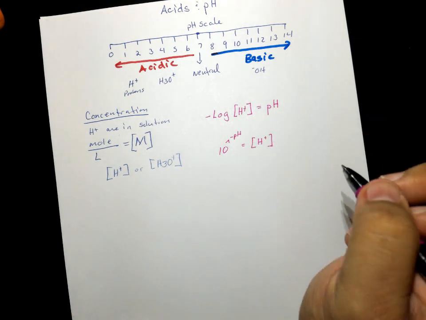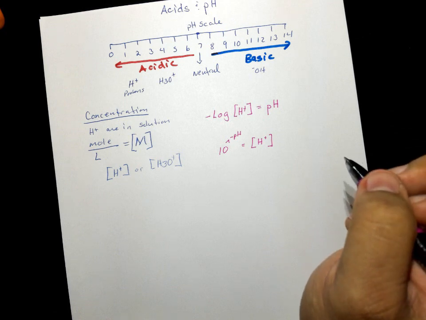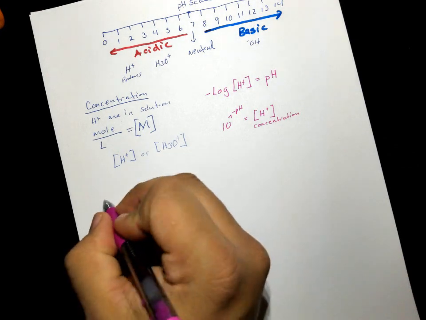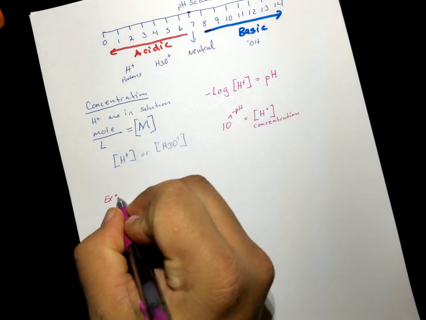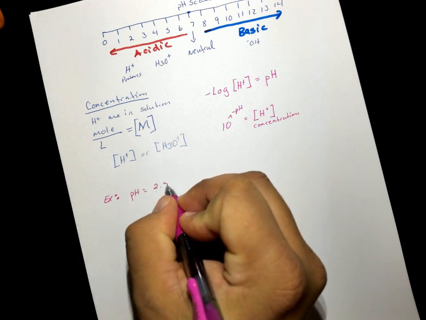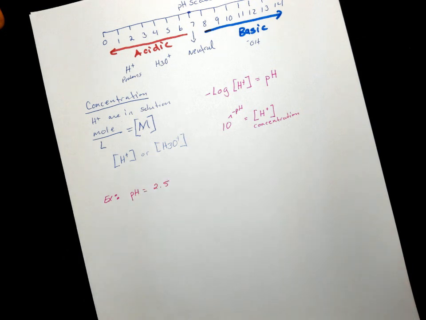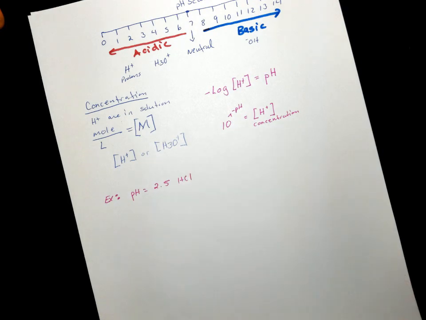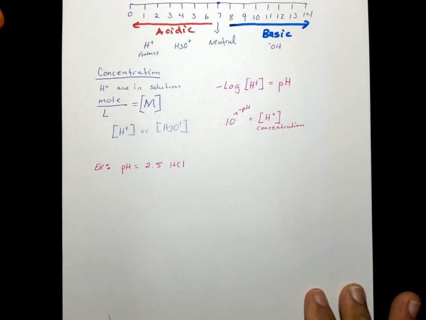We're going to do some examples just to show you how these calculations work. So let's go over some examples. Here's example 1. Let's say I have a pH of 2.5. Well, if I have a pH of 2.5 hydrochloric acid, what is the concentration of my hydrochloric acid?